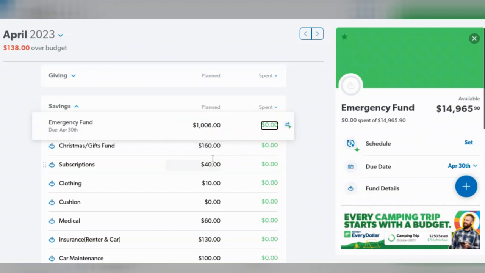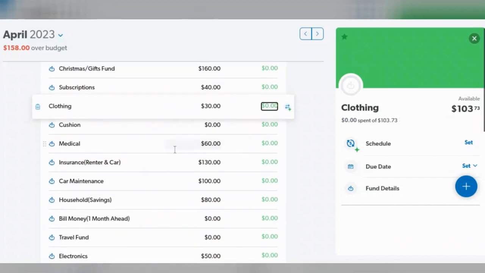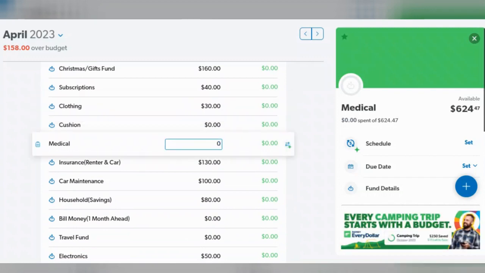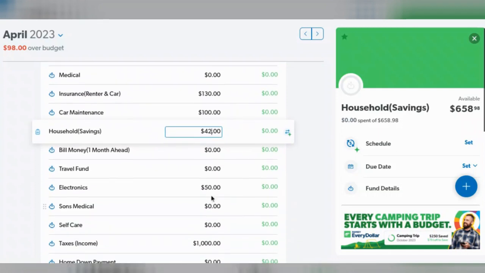Christmas and gifts was 160, subscriptions 40, clothing I'm upping to 30 because I ain't got no money. And medical, I'm not doing anything for medical because I have that filled already. And car maintenance is 100. My insurance was 130. Household, I have $42. I'm gonna need to put some money in here because y'all, I spent 205 in Lowe's. Had to get a shovel. Electronics is 50.